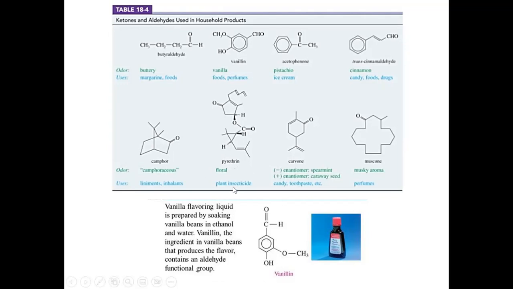Pyrethrin, right? So we use it in plant insecticide. This is the enantiomer of carvone, right? That's in spearmint and caraway seed. So it is used in candy, toothpaste, and lastly, musk, with a musky aroma, used in perfumes.